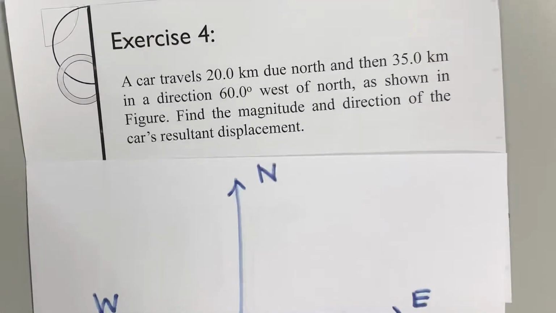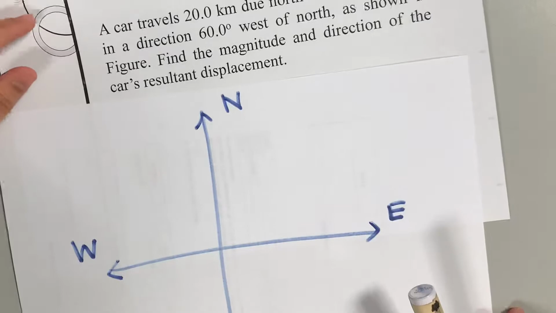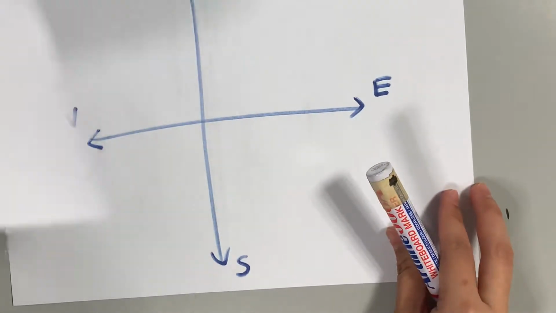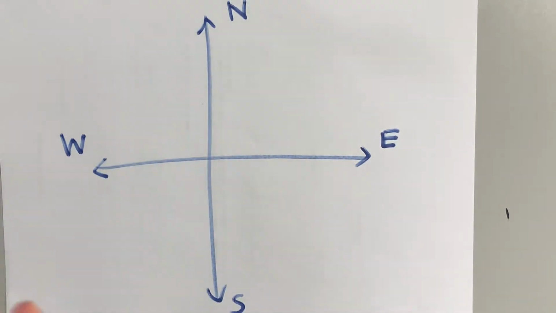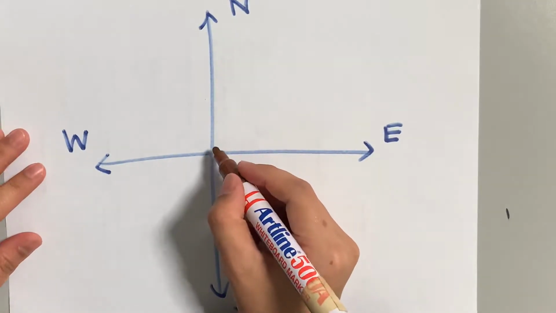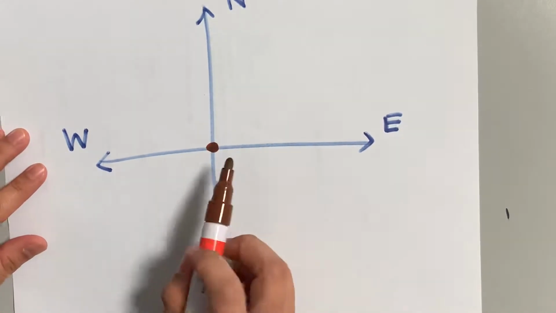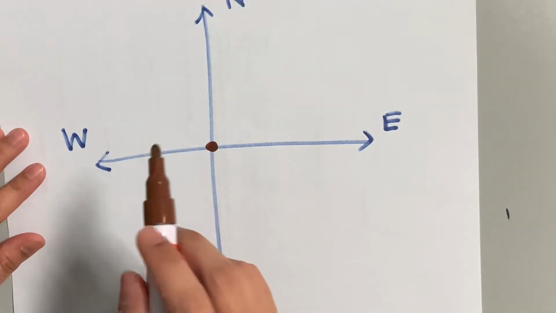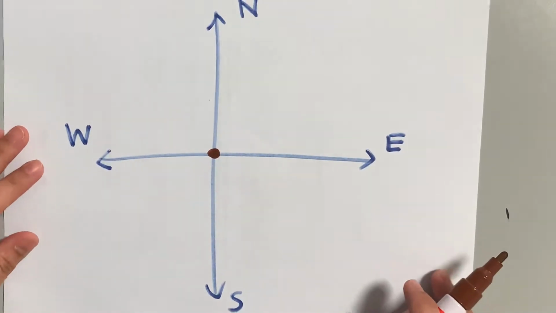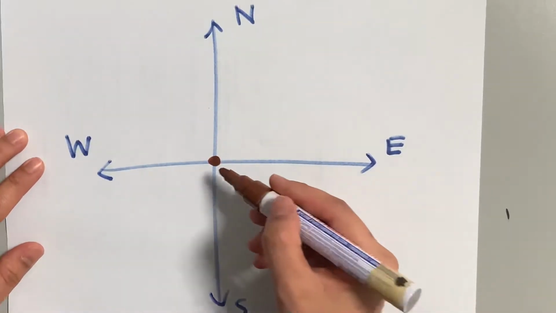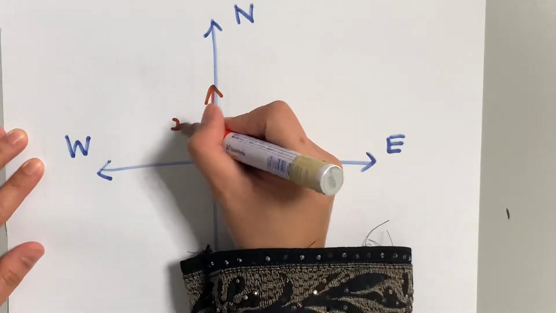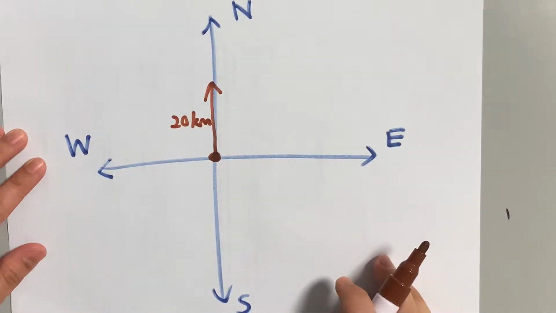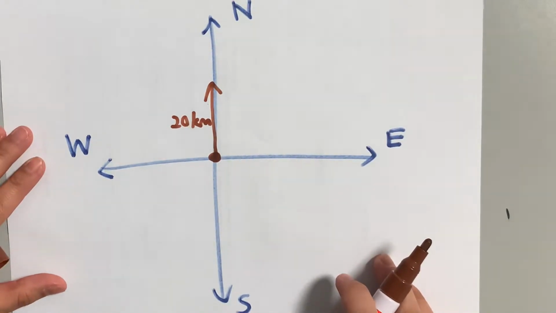So first, read the question. A car travels 20 km due north. So where do we start normally? We will start at the midpoint here, or at the origin. For example, you are at your home. Of course, if you want to go out, you start from home, right? Normally. So from the origin, you travel 20 km due north. So 20 km. And then 35 km in the direction 60 degrees west of north.